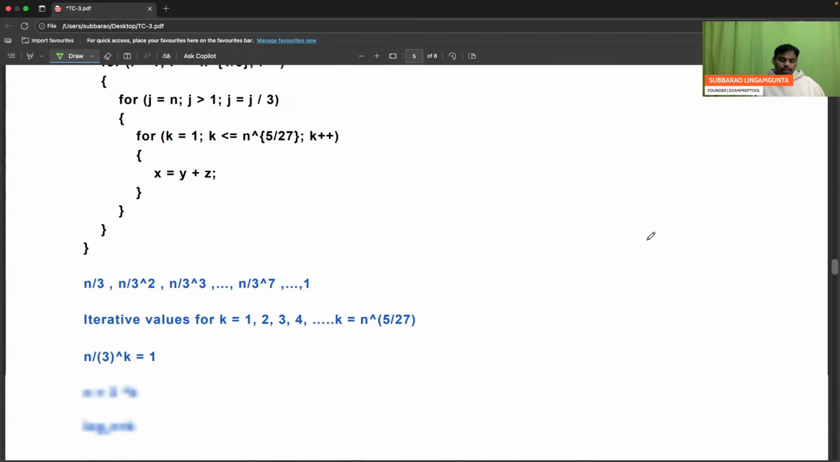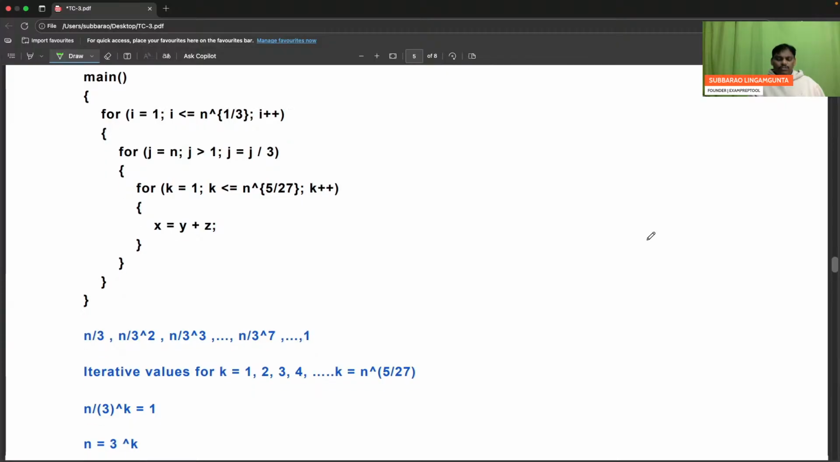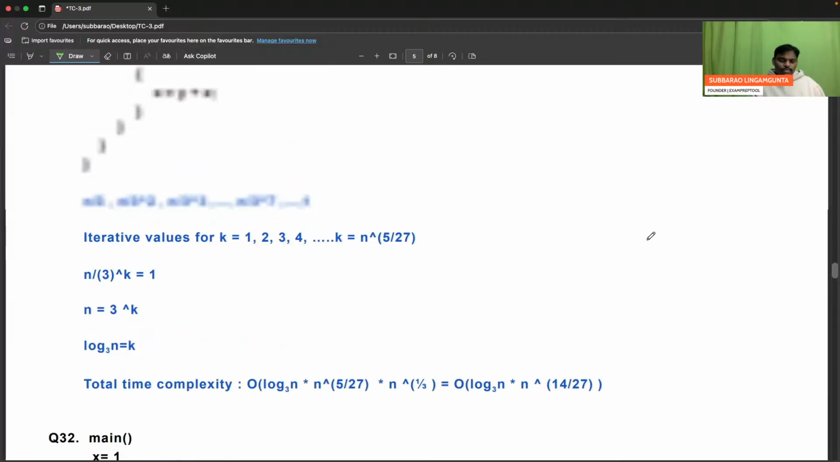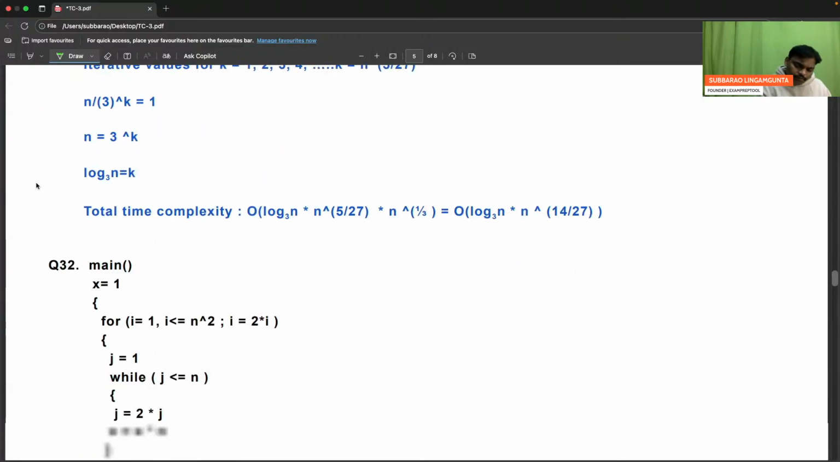Let's see the problem number. Is it the same problem? Yeah, it is a different problem. Similarly, this also. I think the problem number is 32. I will change the number afterwards. Please be careful. This is 33.